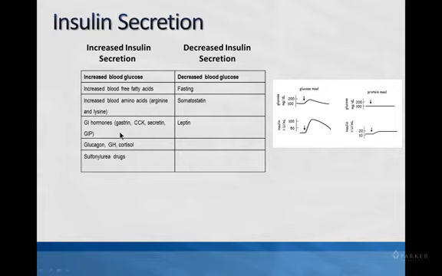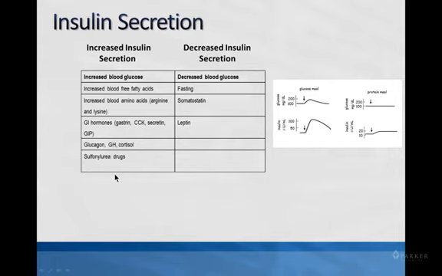Cortisol, we had talked about, is a major glucocorticoid. The glucocorticoids have effects on glucose metabolism. So cortisol tends to increase glucose levels. So if you have higher levels of glucose, that would tend to increase insulin a bit.